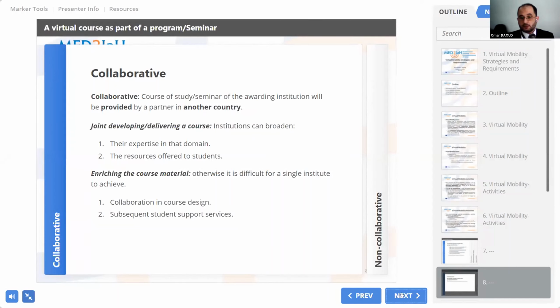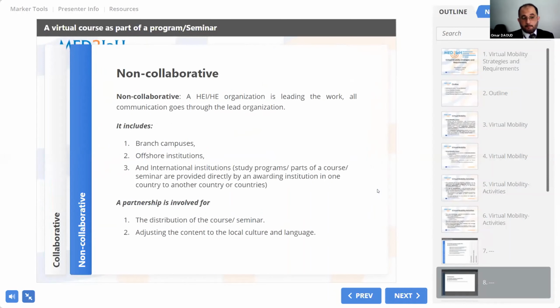Therefore, in the non-collaborative part, the higher education institution or organization is leading the work. So all communication goes through the lead organization. It includes branch campuses, offshore institutions, and international institutions. Also, a partnership is involved either for the distribution of the course or for adjusting the content to the local culture and language.